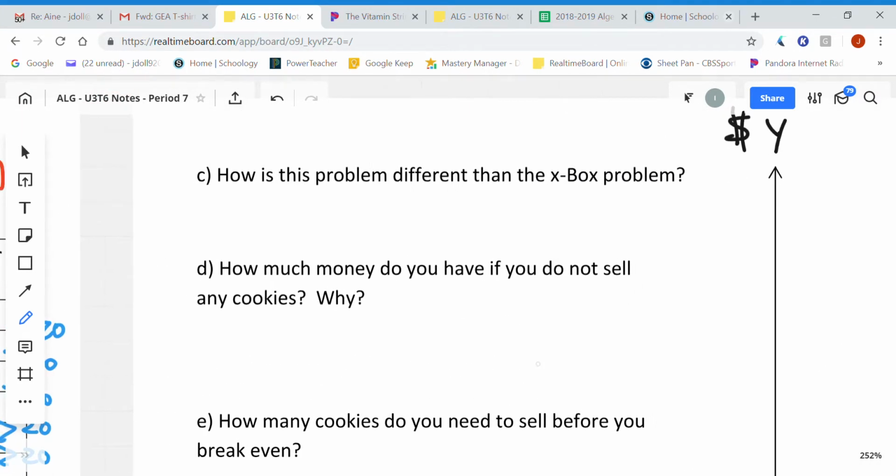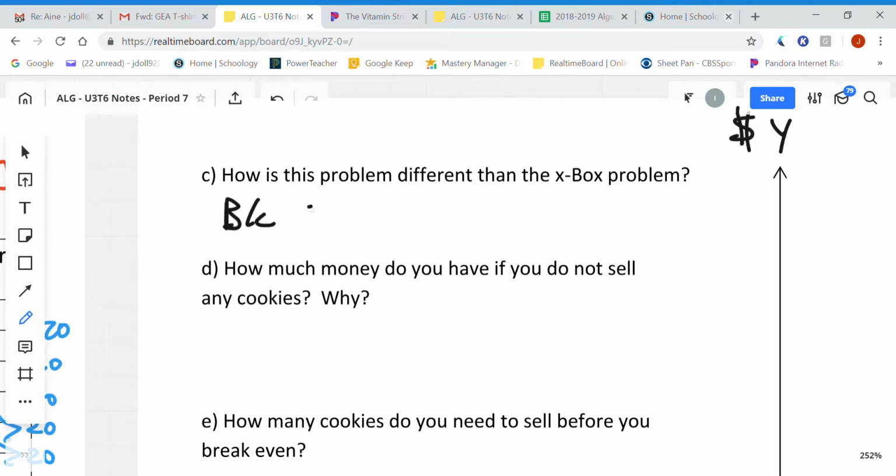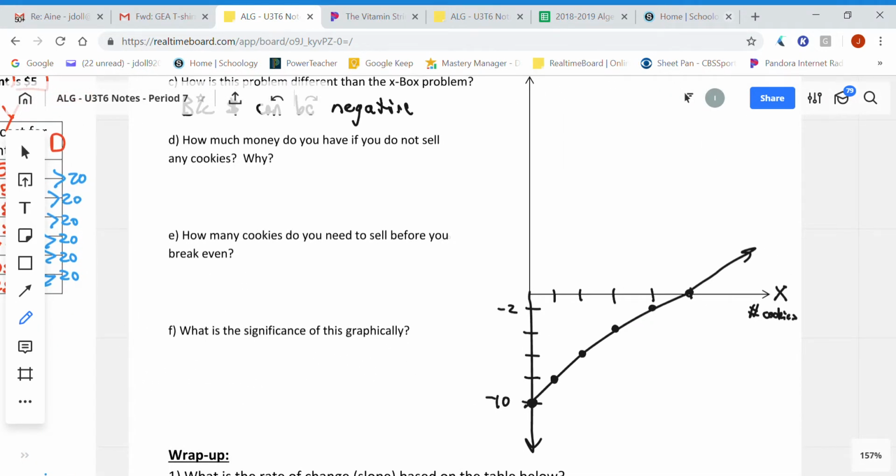So this is different than our Xbox problem because money can be negative, right? How much money do you have if you don't sell any cookies? You have lost $10 or negative $10 in profit. How many cookies do you need to sell before you break even? Well, when have I gotten back to $0?